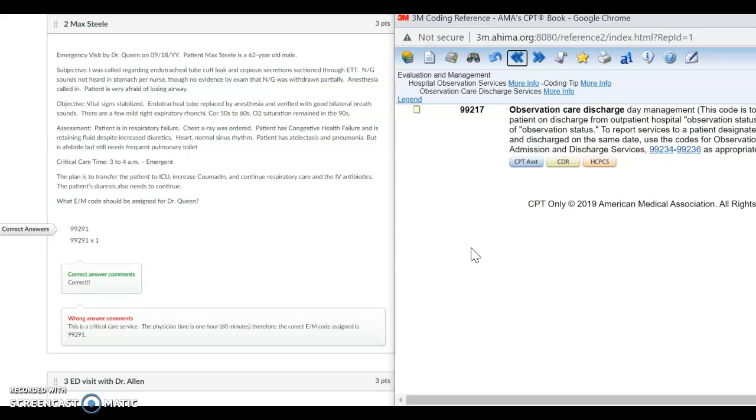So let's look at the critical care time. This emergency room doctor spent from 3 o'clock to 4 a.m. and it was emergent. After they stabilized the patient, the patient was then transferred to ICU. So we need to code a 99291, which is critical care. And it didn't matter if you put ×1 or just left it by itself, but it shouldn't be a 99285 emergency room visit. We're coding just for the emergent care for this hour.